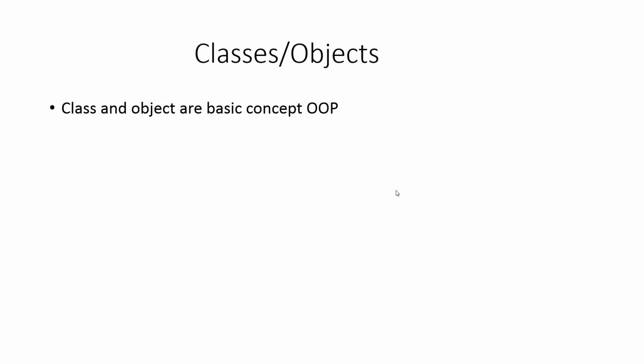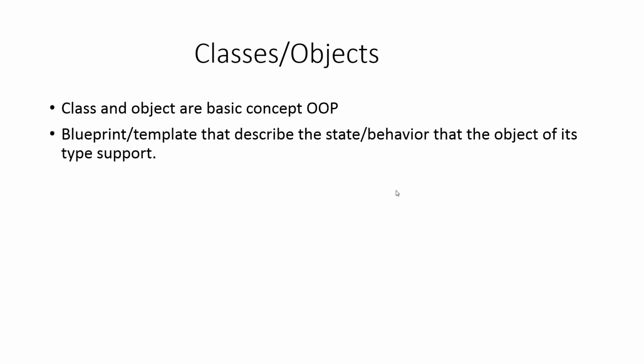OOP is a programming model in which a program is organized around objects rather than functions and logic. You understand? Because class is a concept of OOP, and OOP is organized around objects rather than functions and logic. So the first thing we need to know is that a class is a template. A class is a blueprint that describes the state and the behavior of the objects of its type.